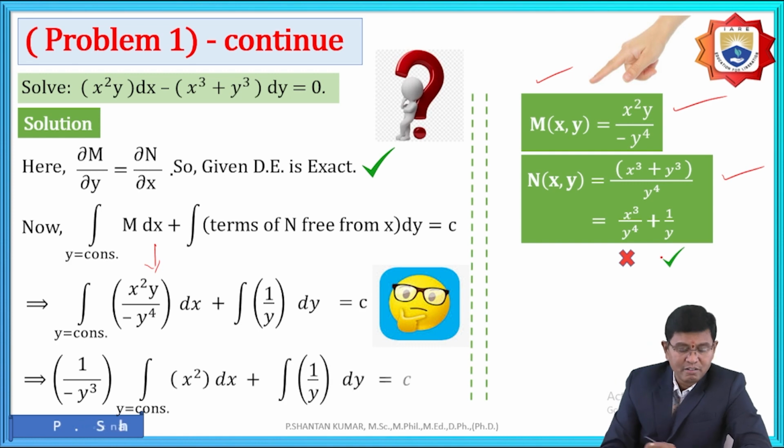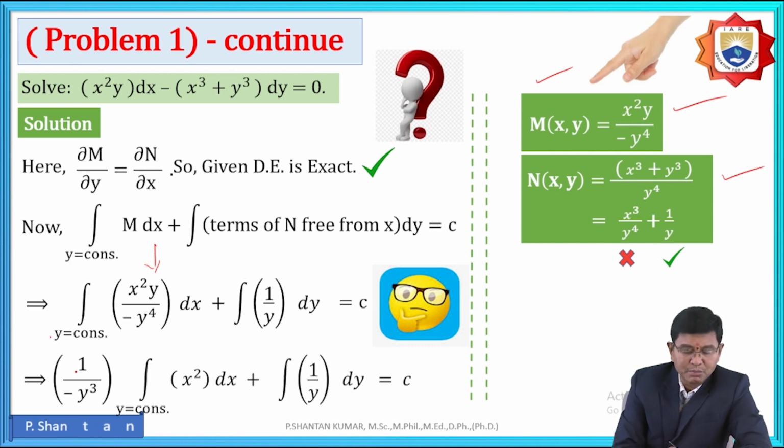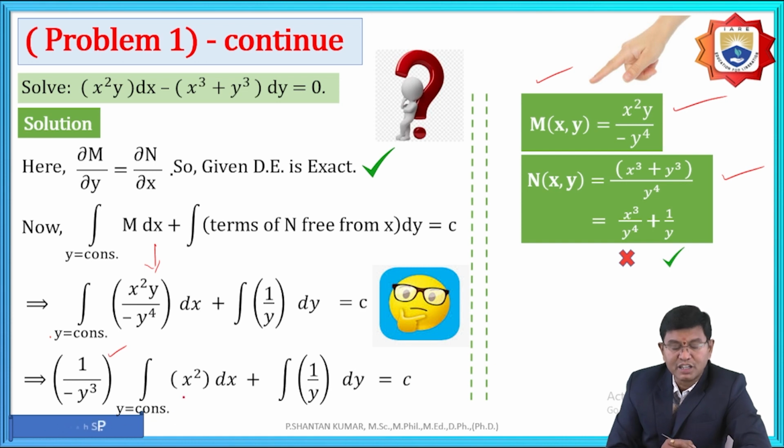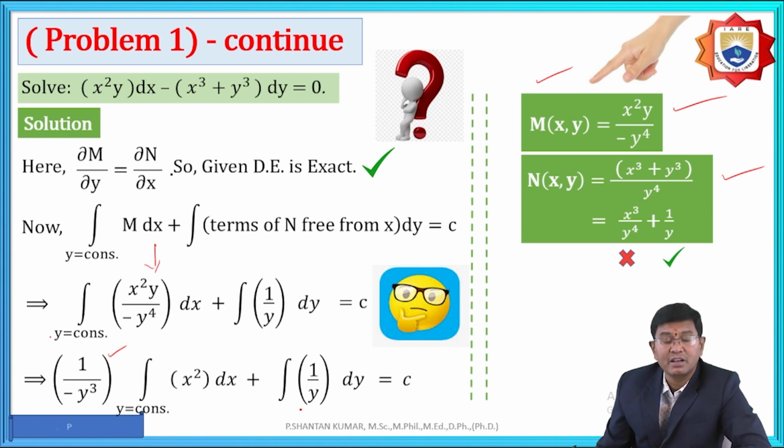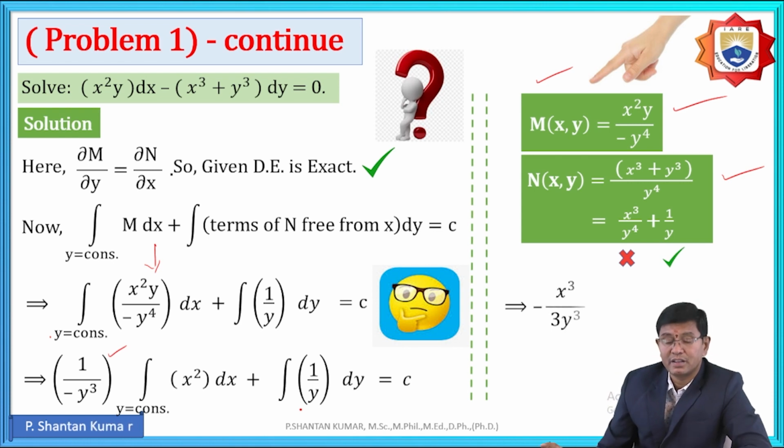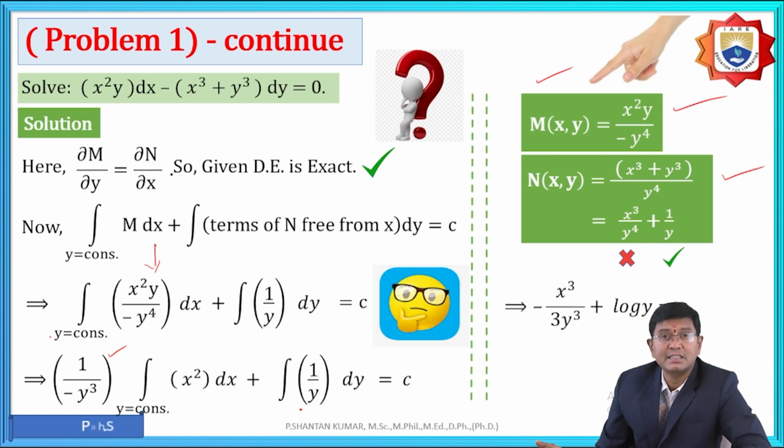Now here we need to take y as a constant, that is, minus 1 by y cube is a constant. Integrating, with y constant, that is x square into dx, and 1 by y into dy. And as we know, minus 1 by y cube into the integration of x square with respect to x is nothing but x cube by 3, plus 1 by y integrating with respect to y is log y. Therefore, the solution will be minus x cube by 3y cube plus log y is equal to c.